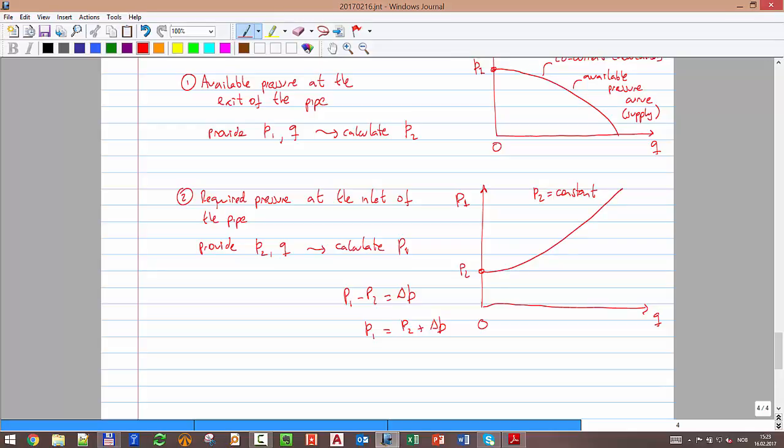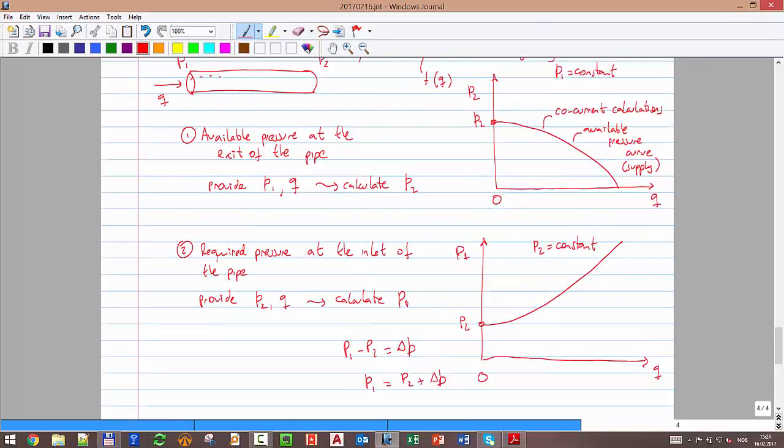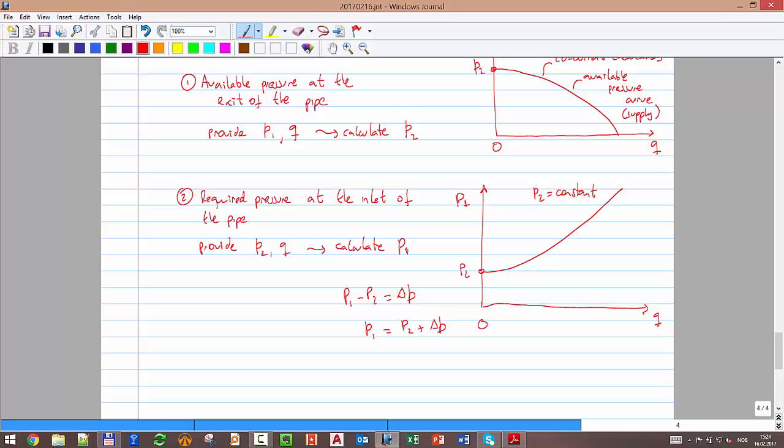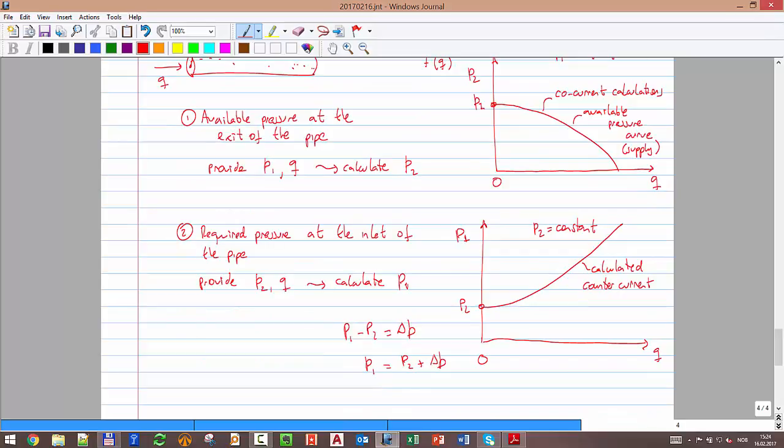All of you agree? Yes. It's the same curve, the same pipe, the same system, but I'm looking from the end and now I'm looking from the inlet. And you will see why, just to make a point. That curve is calculated countercurrent, because I'm going against the flow direction. So I calculate pressure drop until I finally reach here, and it's the required pressure at the inlet of the pipe.